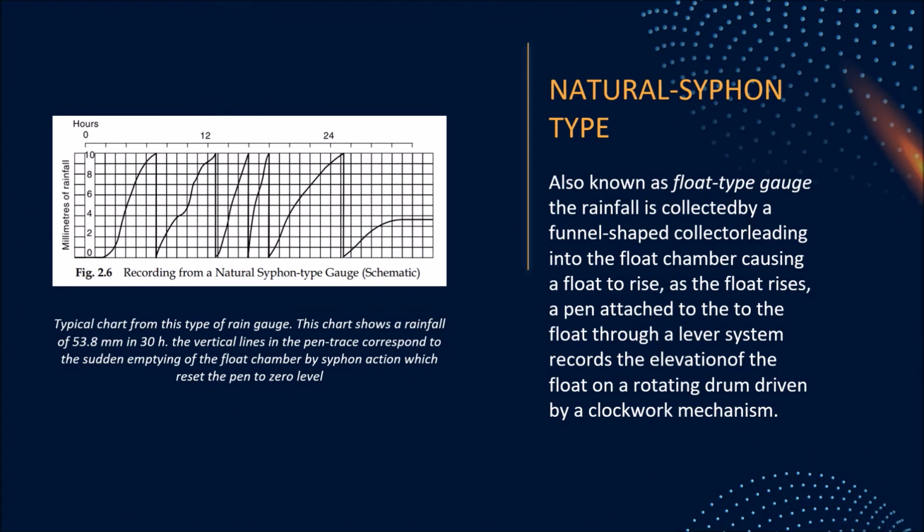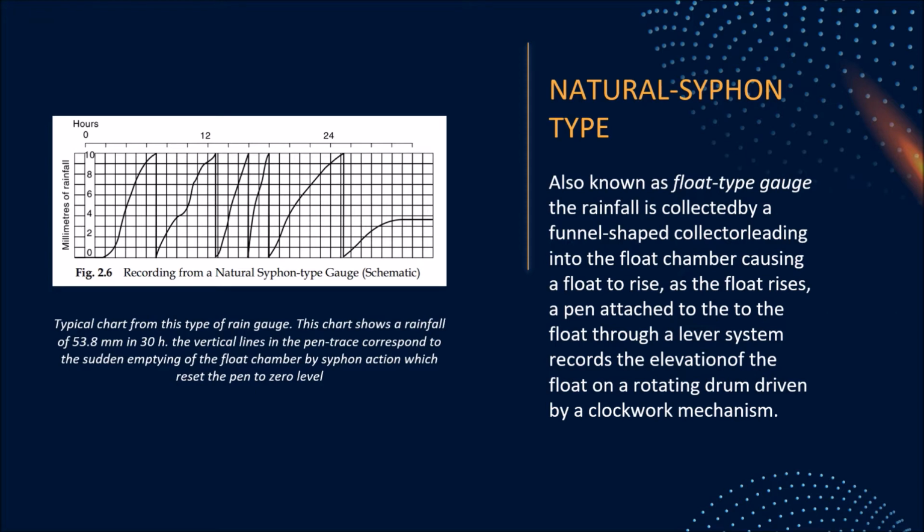Next one is the natural siphon type. It is also known as a float type gauge. The rainfall is collected by a funnel-shaped collector leading into the float chamber, causing a float to rise. As the float rises, a pen attached to the float through a lever system records the elevation of the float on a rotating drum driven by a clockwork mechanism.